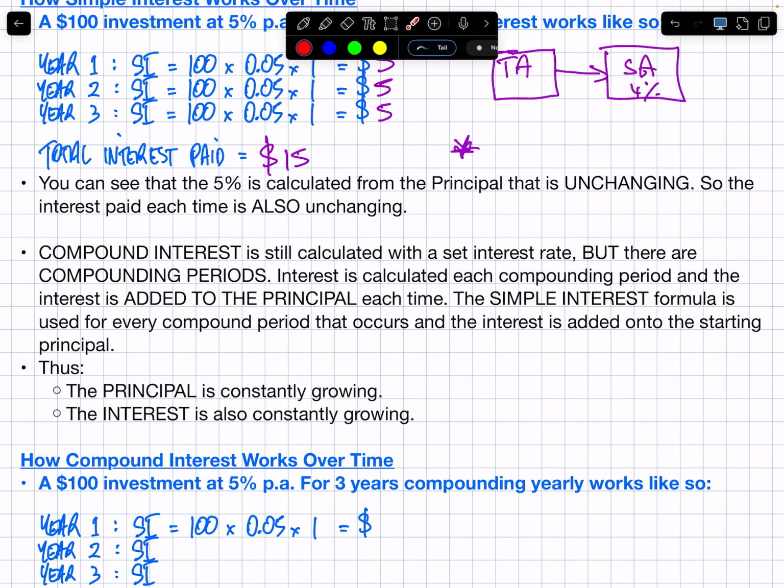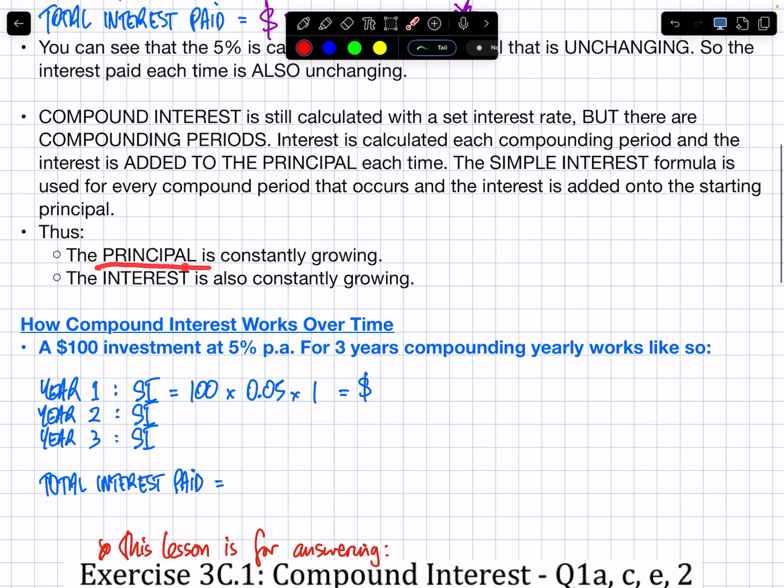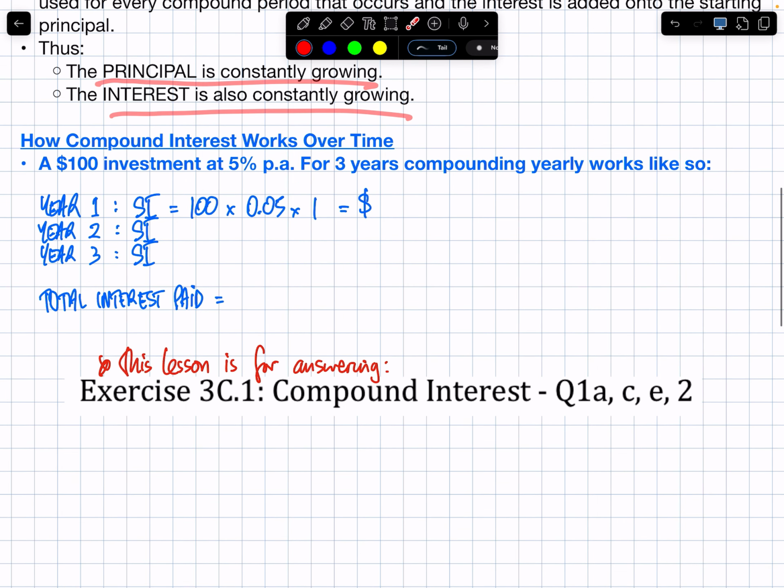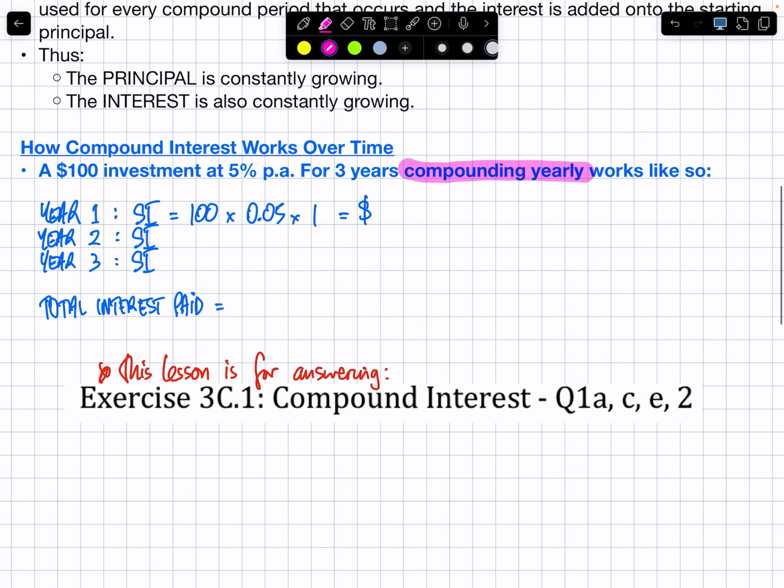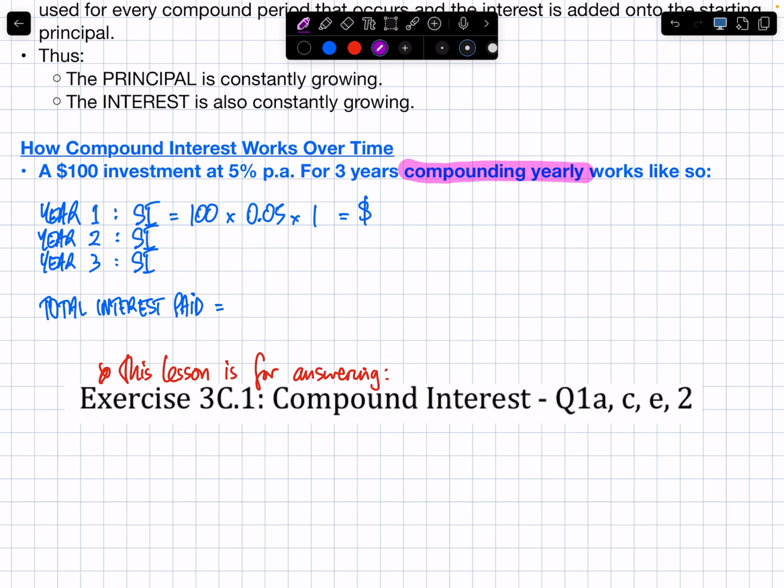You still use the simple interest formula, but what you'll notice is the principal is constantly growing and the interest is also constantly growing. So let's do this example here. It's still $100. It's still 5% per annum. It's still for 3 years. The only difference is the compounding yearly. That is the only difference to that situation we did at the top. You've seen this before. Yeah, because I had you last year. 100 times by 0.05 times by 1. It's exactly the same for the first year. Exactly the same.